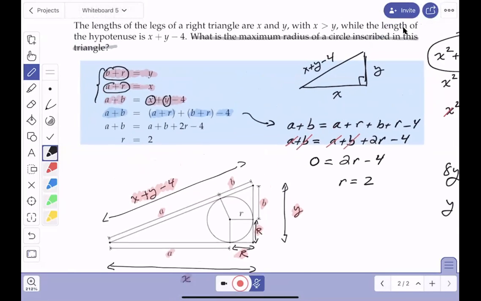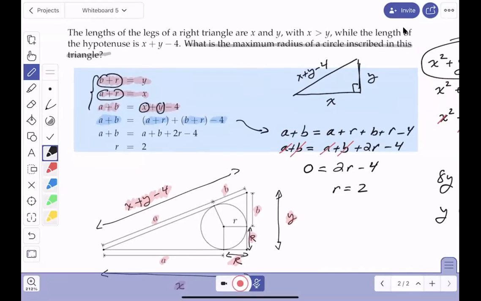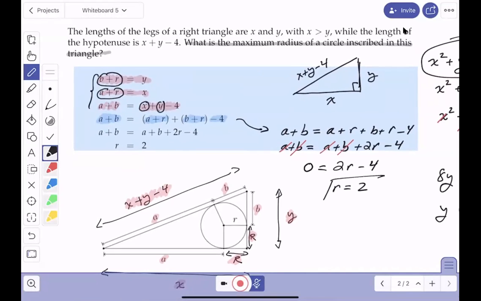What was our question? What's the maximum radius of a circle inscribed in this triangle? It's 2. No ambiguity there, all right? Again, tough question, no doubt about it.